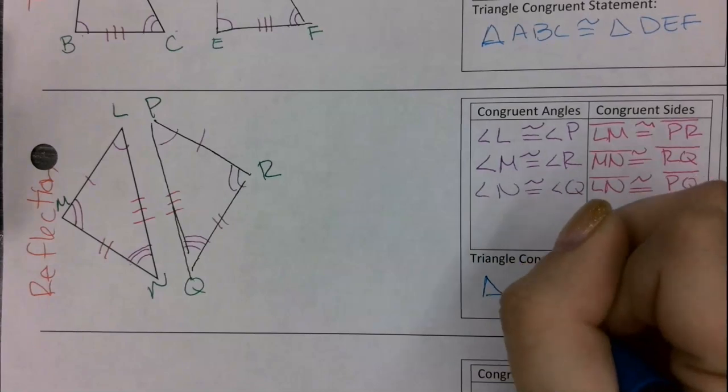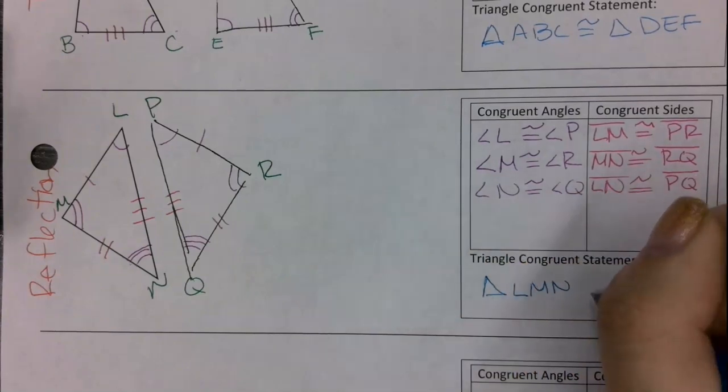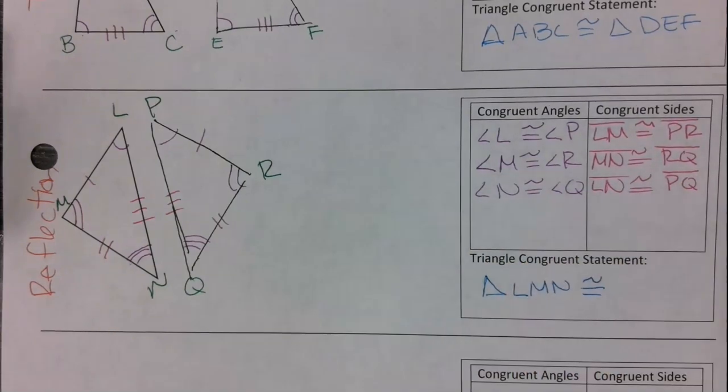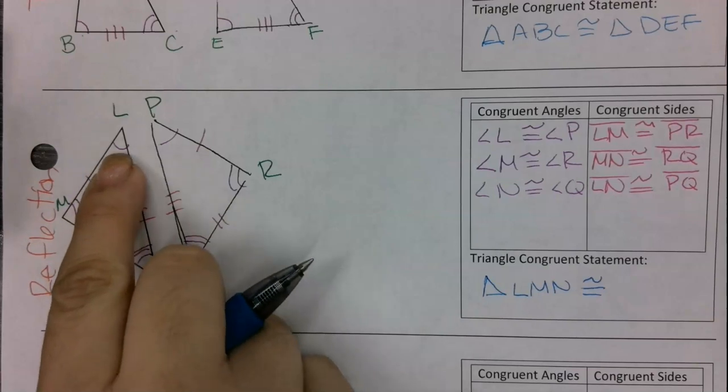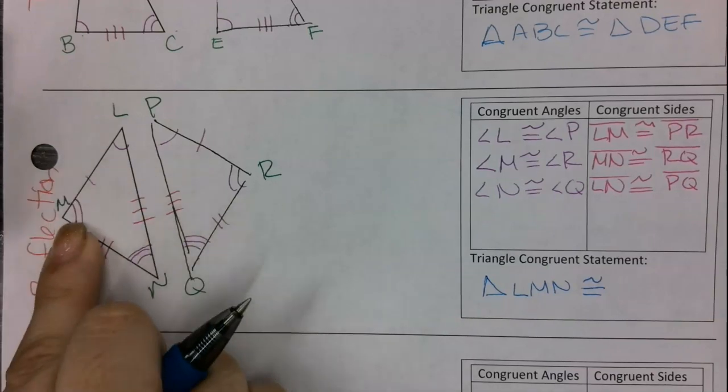Okay, so I have LMN for my first triangle. What's the congruent one there? P. I want to match the angles up. So I went from one mark, PRQ.